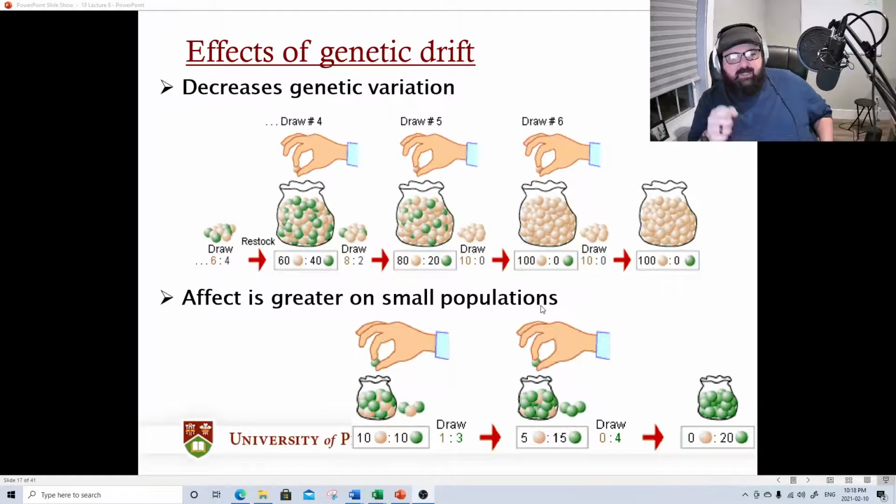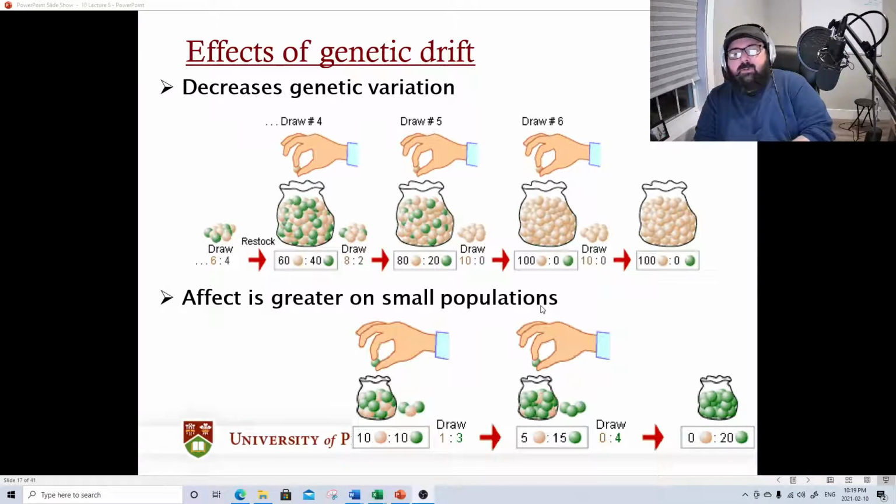So what we can see here is that we kept restocking. So we went 6 and 4, we turned that into 60 and 40, and then by chance we drew out 8 yellow and 2 green. And that was restocked to 80-20. And then by chance, we drew out 10 yellow. And as soon as we do that, the green are gone, because we restocked to 100% yellow. That entire allele is lost from the population.